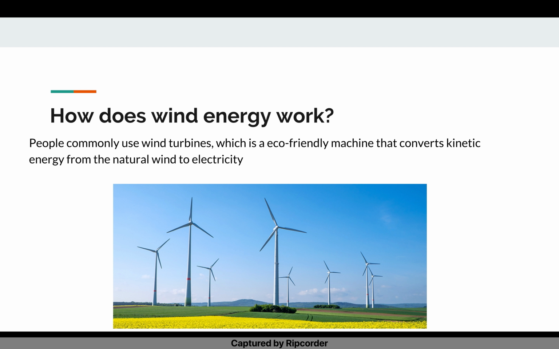A wind turbine is a device that stands on a tall pole with three blades attached. And the turbine's blades capture kinetic energy from the wind and turn it into mechanical energy, spinning a generator that creates electricity. When wind blows past the turbine, the blades capture its kinetic energy and rotate. That spin generates electricity. So the faster the blades move, the more electricity is produced.